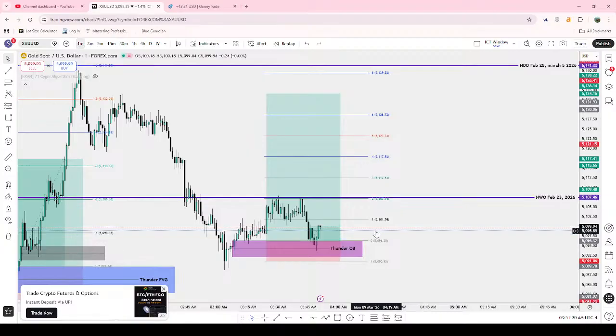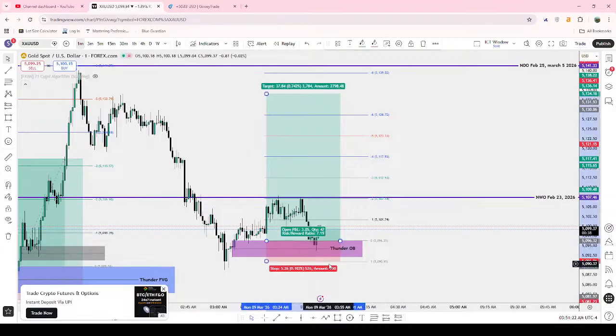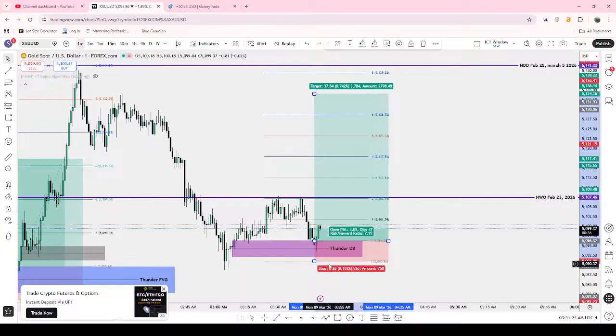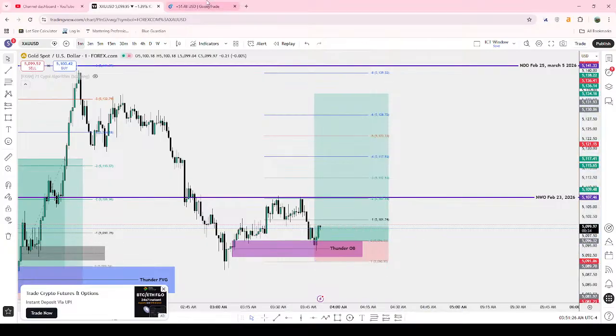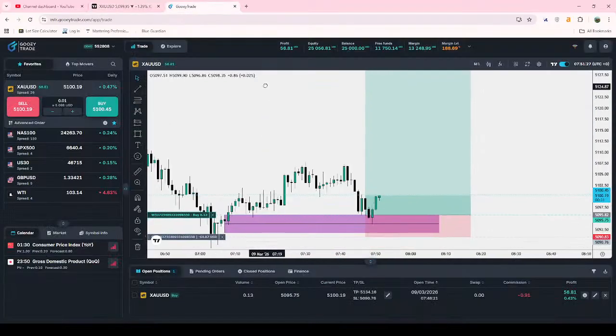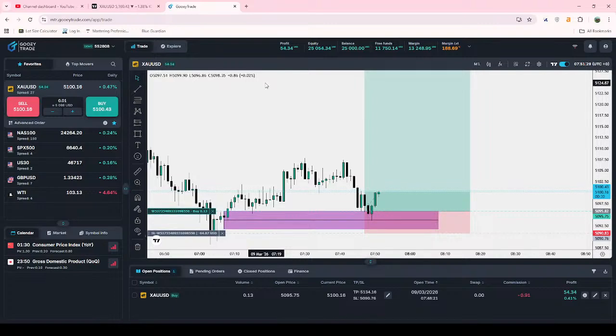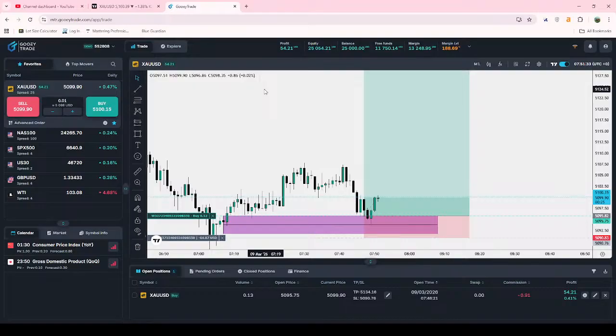Now we are about to go to 1 to 1 RR. How much is there? It is $64. We are currently at $57. Very soon we will be at 1 to 1 RR.